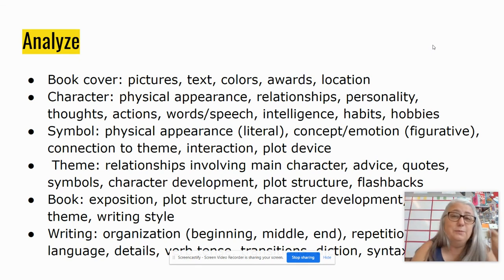We're going to look at verb tenses. Are they active verbs? Are they passive verbs? Are they present tense? It's happening now. Is it past tense? It already happened. Future tense? It's going to happen.